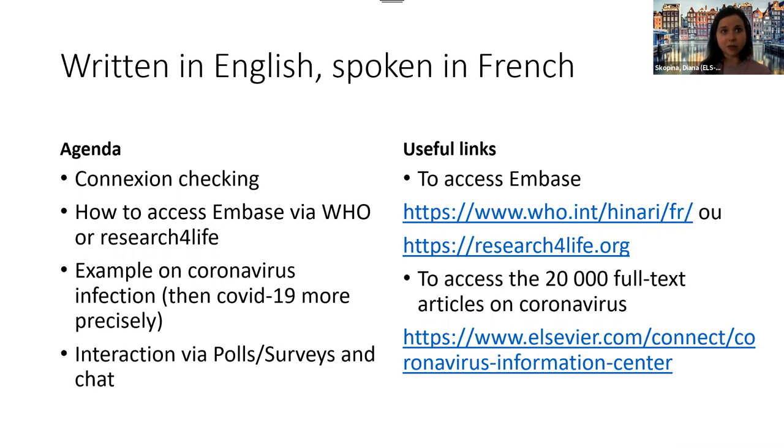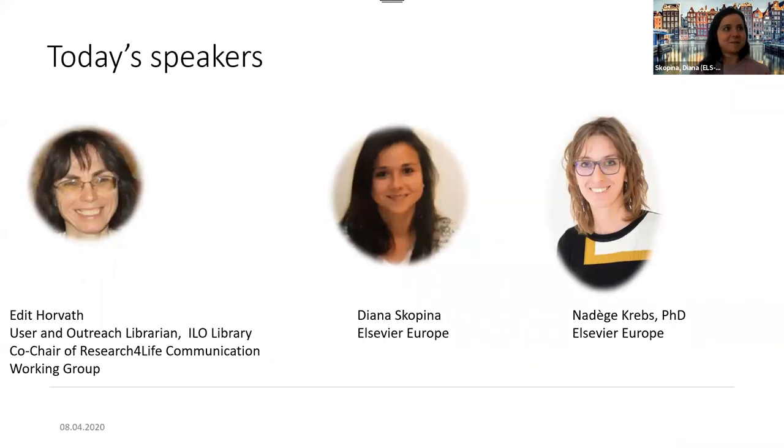On the right-hand side, you can see some useful links. These useful links are to access Embase through WHO, or also through the Research4Life website. And then the second is the access to 20,000 full text articles connected to coronavirus. That is something that Elsevier made available right now in the situation that we're living in. I think it's important. All these links, you're going to receive them afterwards so you can easily access them, okay?